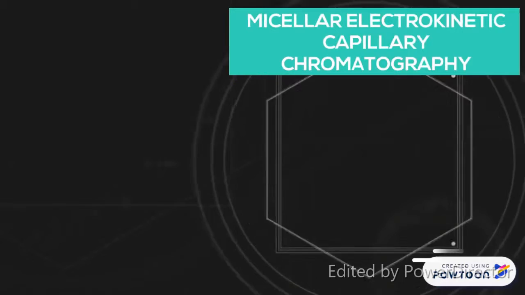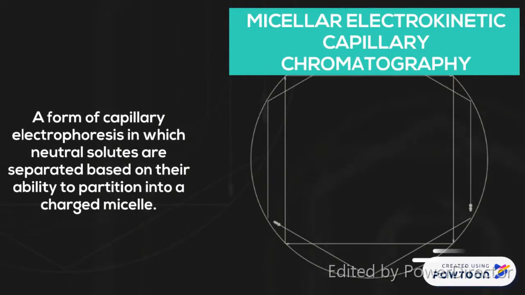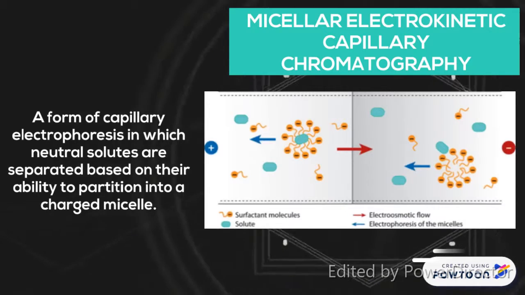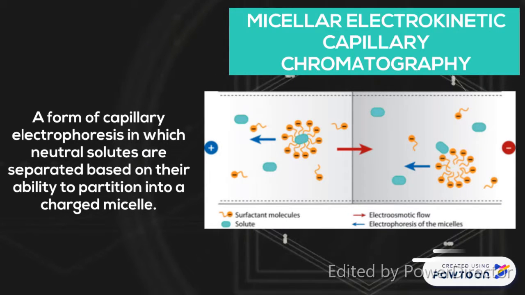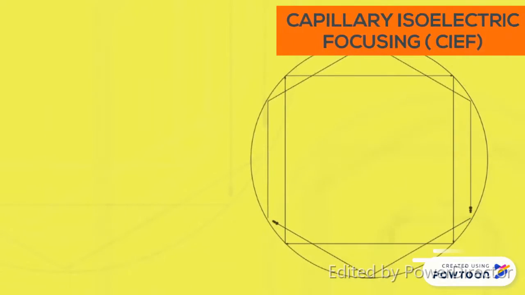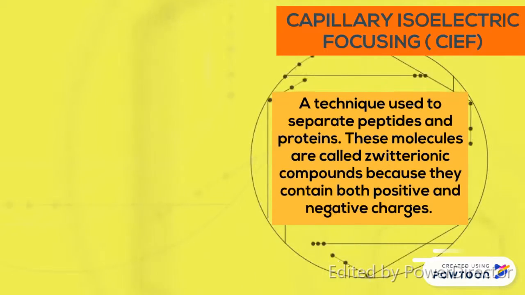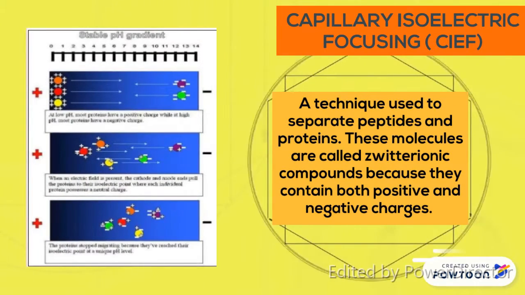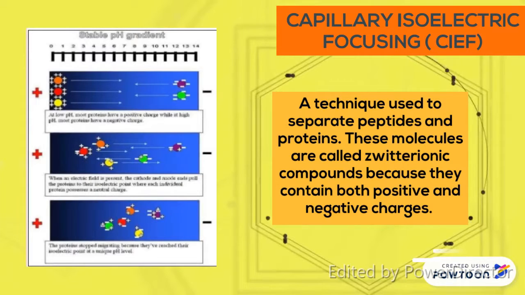Next is micellar electrokinetic capillary chromatography. It is a form of capillary electrophoresis in which neutral solutes are separated based on their ability to partition into a charged micelle. Next is, under steady-state process, capillary isoelectric focusing. It is a technique used to separate peptides and proteins. These molecules are called zwitterionic compounds because they contain both positive and negative charge.